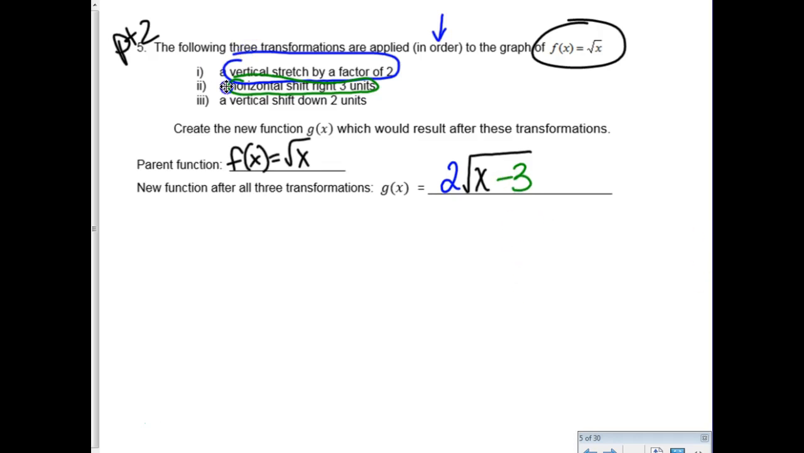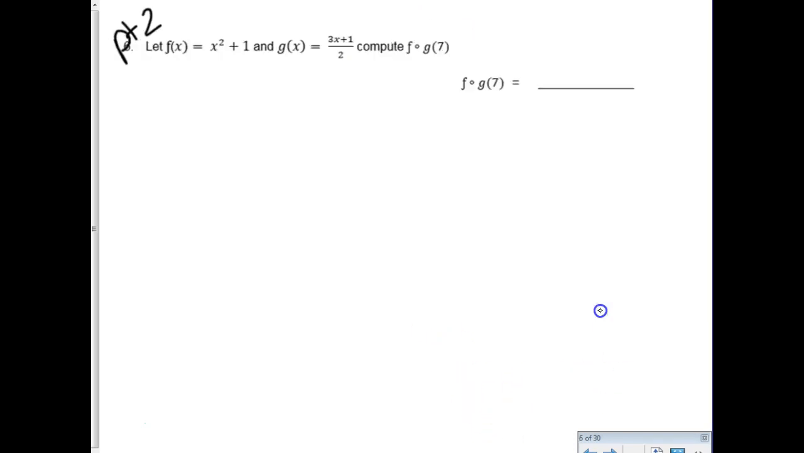And then at the very end, there's a vertical shift of down 2. So that's a vertical shift outside. The important part there, guys, is that you don't use parentheses in this case. Because that vertical stretch happened first, it gets applied first to your math. So please be careful of your transformation order.